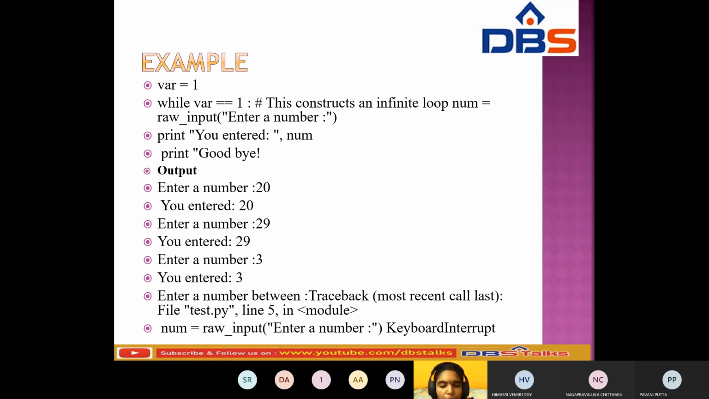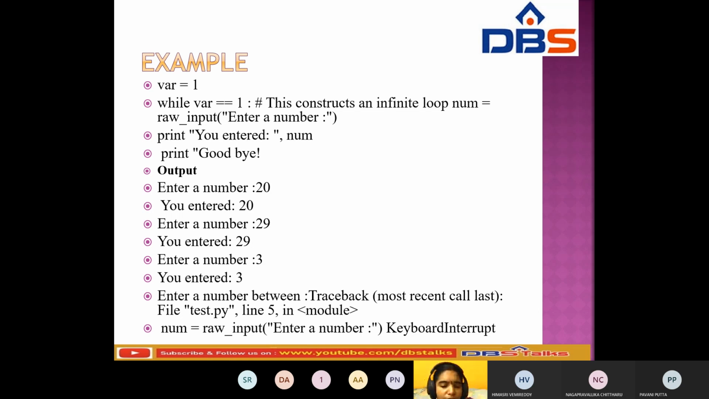You can see the output here: Enter a number. I gave 20. Your entered number is 20. Next time we ask, enter a number: 29. You enter 29. It continuously keeps running. The condition never becomes false. That is called an infinite loop.